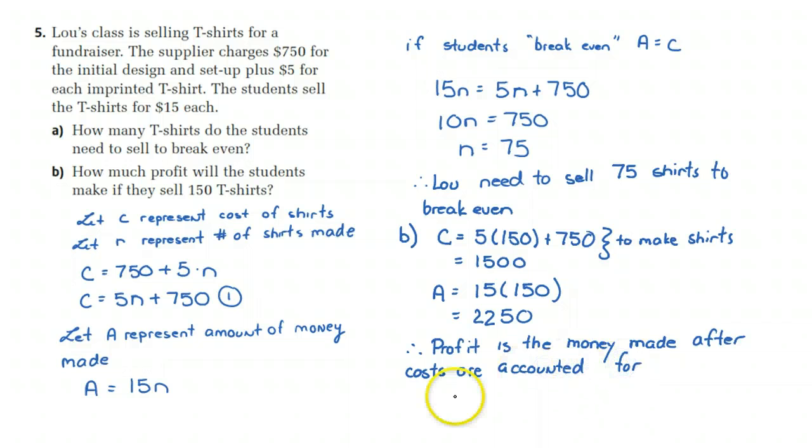So in this case, the profit, which we can represent as P, is going to be, well, if I made $2,250 selling these shirts and it cost me $1,500 to make them, the profit is going to be $750. So a little different than our other systems of equations, but the same principles are at play in this problem. I hope that helped.